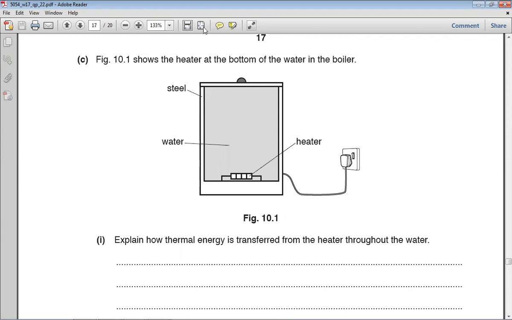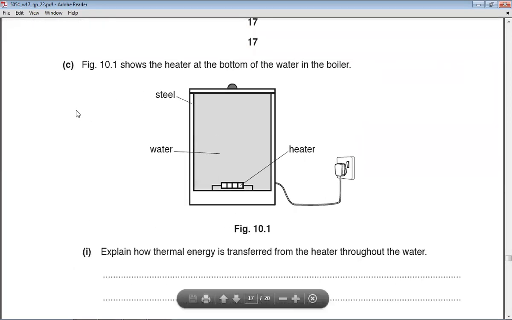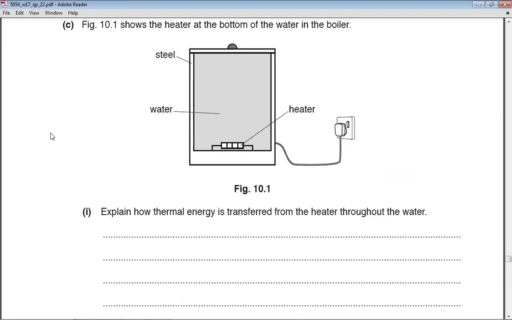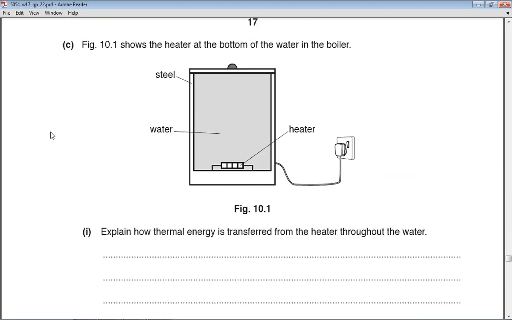Figure 10.1. Figure 10.1 shows the heater at the bottom of the water in the boiler. Explain how thermal energy is transferred from the heater throughout the water. It's a 3-mark question. You see what will happen. Remember, it's a very, very famous, frequently asked question, where you have to actually describe how the convection takes place in the water.